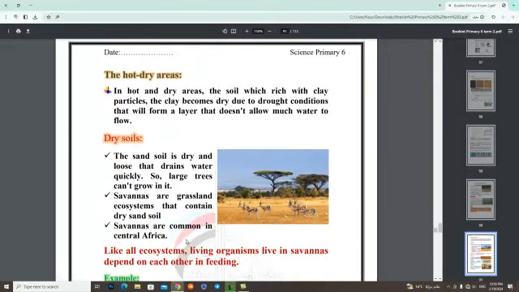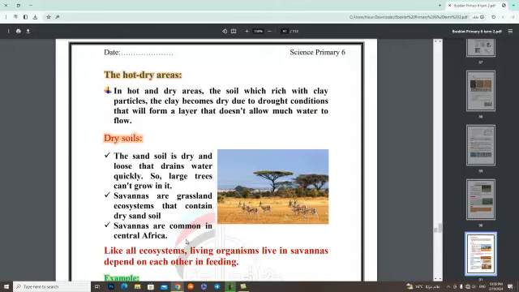In hot and dry areas, the soil is rich with clay particles. The clay becomes dry due to drought conditions, which will form a layer that doesn't allow much water to flow. Dry soils: the sand soil is dry and loose, and drains water quickly, so large trees can't grow in it. Savannas or grassland ecosystems contain dry sand soil.